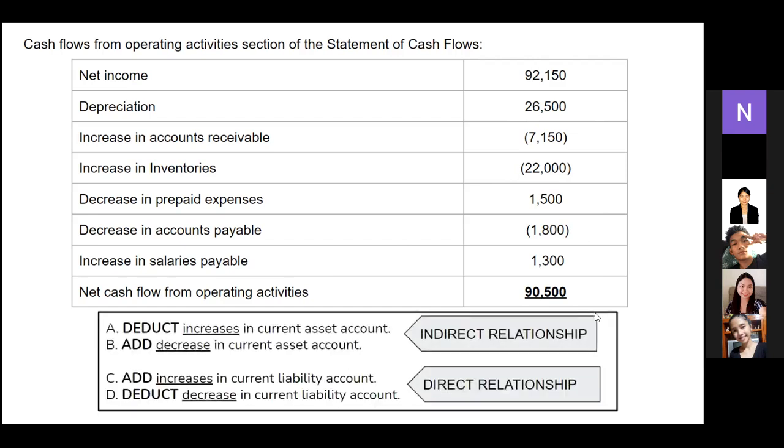So, ayan. Ito yung sinasabi ko. Kapag nagkaroon ng increase sa current asset, deduct. Kapag nagkaroon ng decrease sa current asset, add. So, indirect relationship siya. And sa liabilities naman, current liab, direct relationship siya. So, kapag nagkaroon ng increase, add siya. And kapag nagkaroon ng decrease, deduct siya. Malinaw yon.